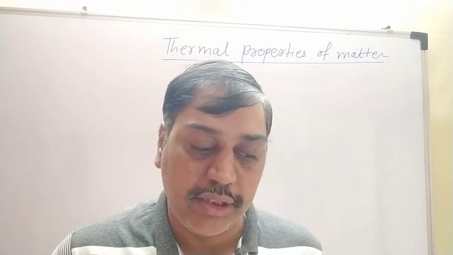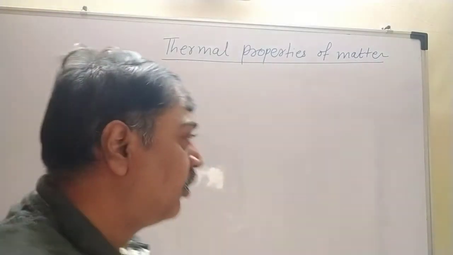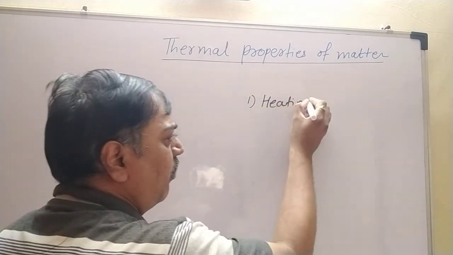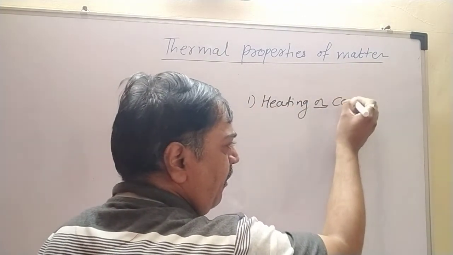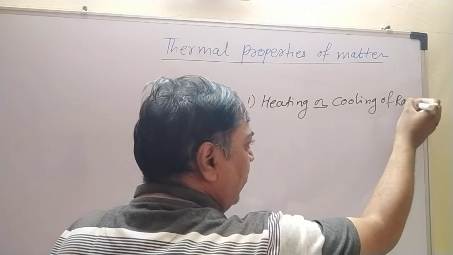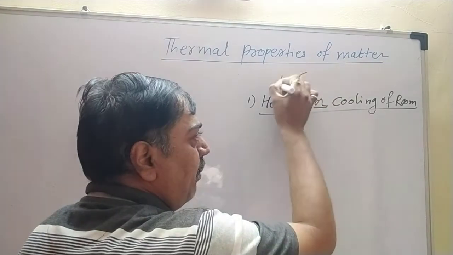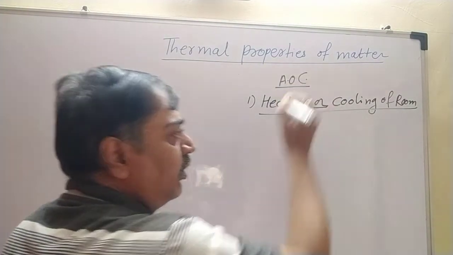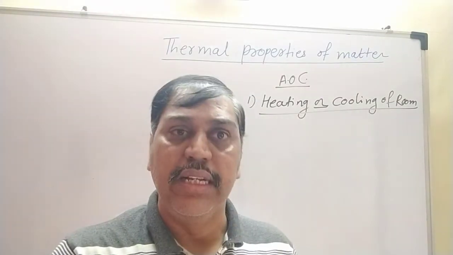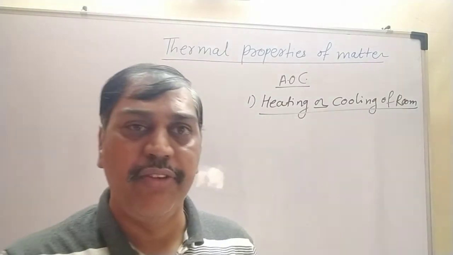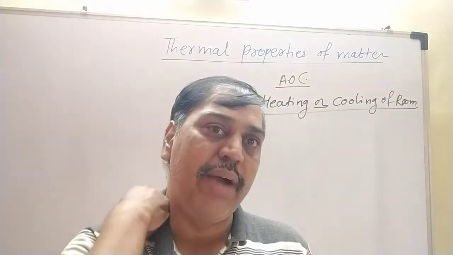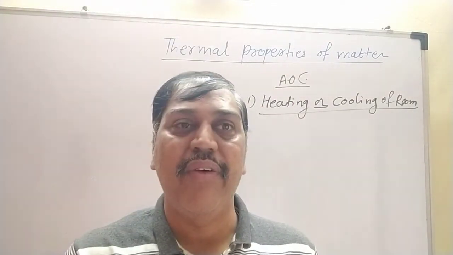So what are the applications? The first, heating and cooling of a room. This is the first application of convection. Might be all of you know, in summer definitely some people are using AC. AC is a device which makes a room cooler. So what is the function of it?